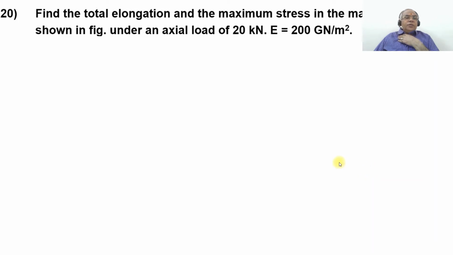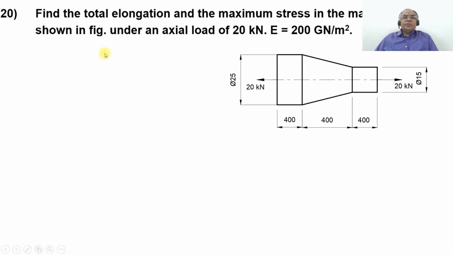Now, we'll continue with one more problem, problem number 20. Find the total elongation and the maximum stress in the material of the bar shown in the figure, under an axial load of 20 kilonewton. Take E equal to 200 giganewton per meter square.